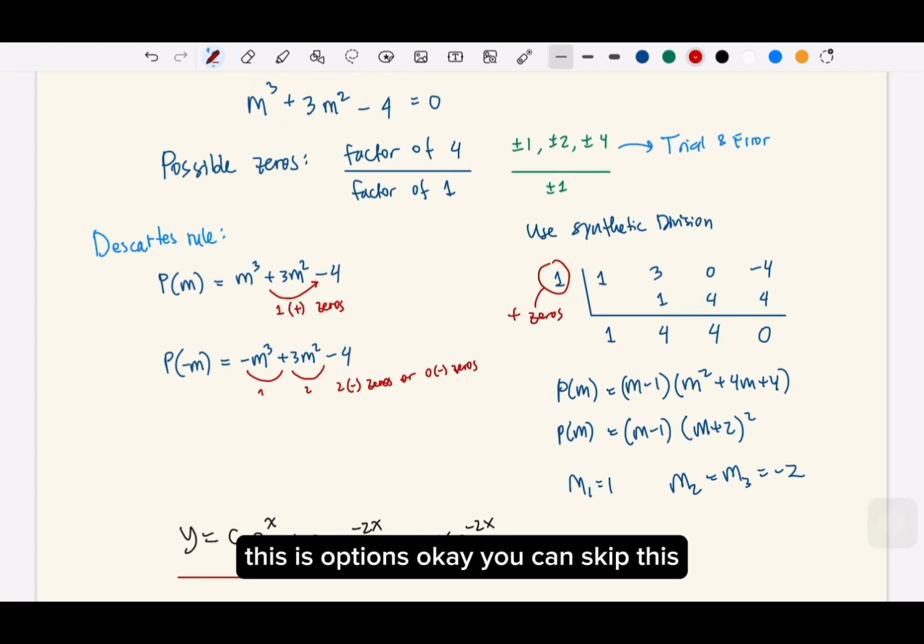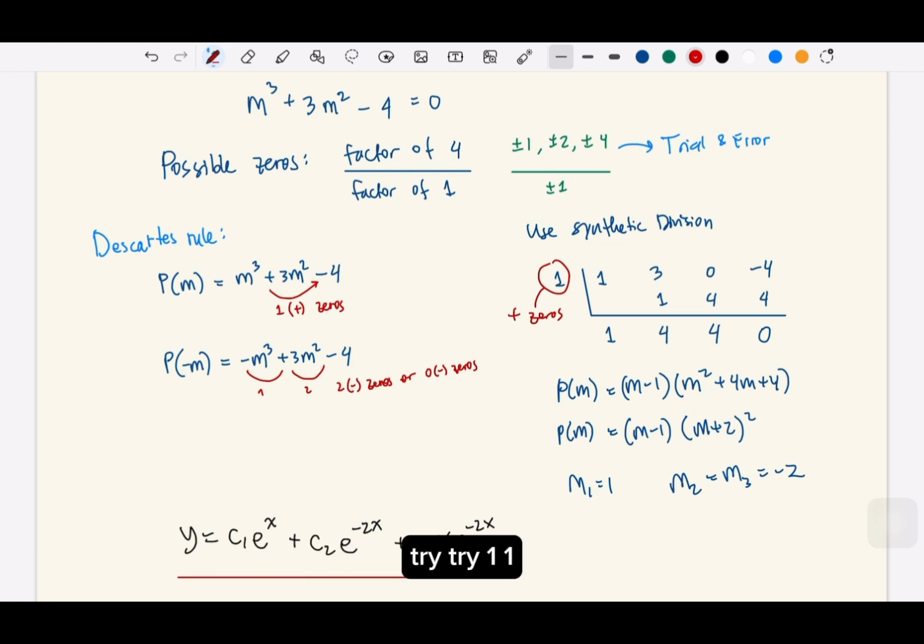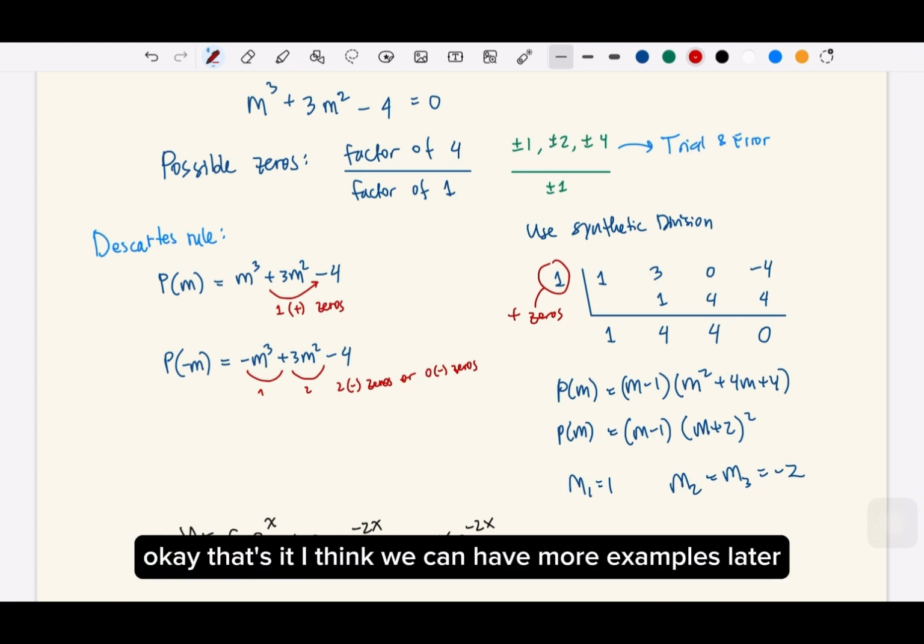This is optional, okay? You can skip this Descartes rule, and then you can just try one by one, it's okay. This is just some thoughts, some process. Okay? If you want to use it, it can also be used, at least to check. Okay, that's it. I think we can have more examples later.